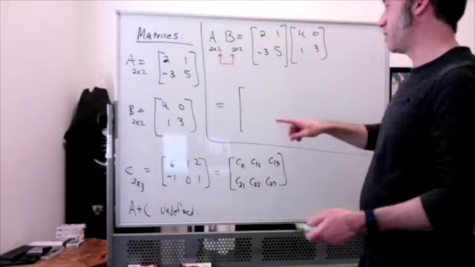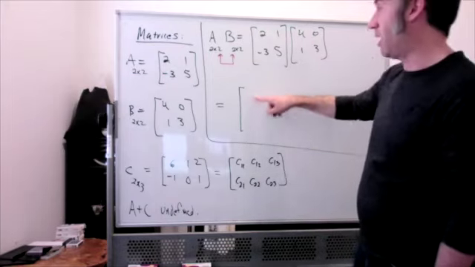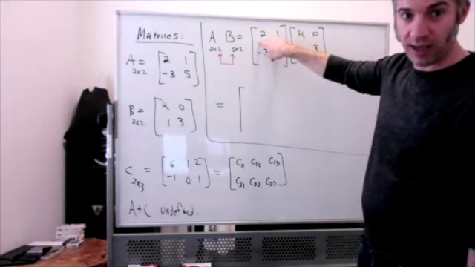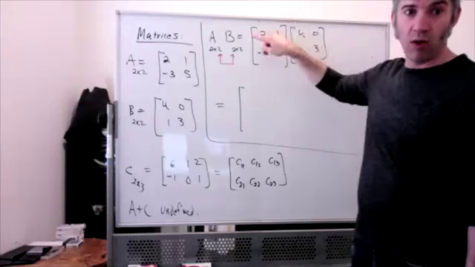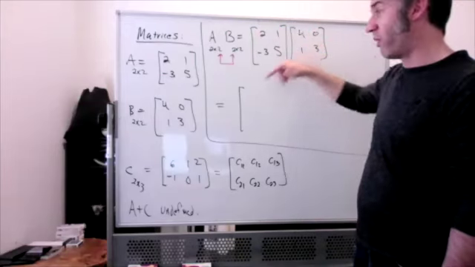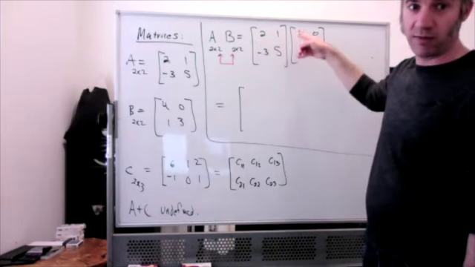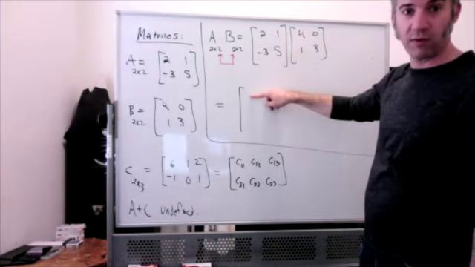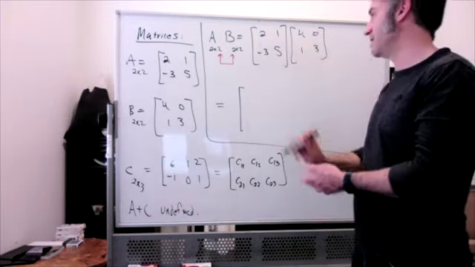So I know for the first row, first column entry, I'm doing the first row of A dotted with the first column of B. So if you know what row and column you're using, you know where you are in the product matrix. First row of A dotted with the first column of B gives you the first row, first column entry of your result. 2 times 4 plus 1 times 1 is 9.